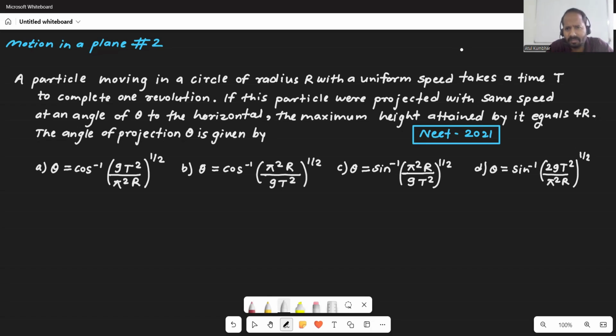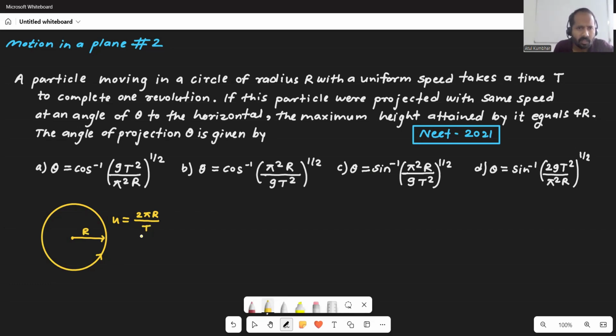Okay, so the question is simple to understand. Here, look, there is a particle. First of all, it is moving in a uniform circular motion, right? Its radius is r. So we can find out the speed of the particle. It will be 2 pi r, as it completes one circumference and requires time t to complete it. So 2 pi r divided by t. So that is the speed.